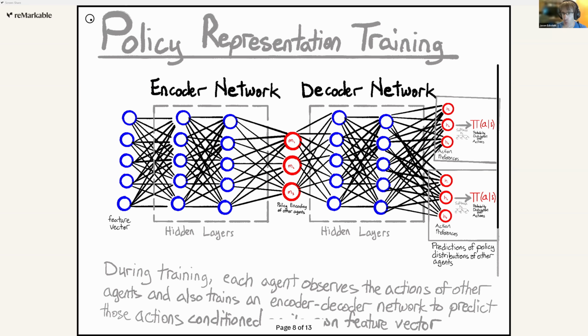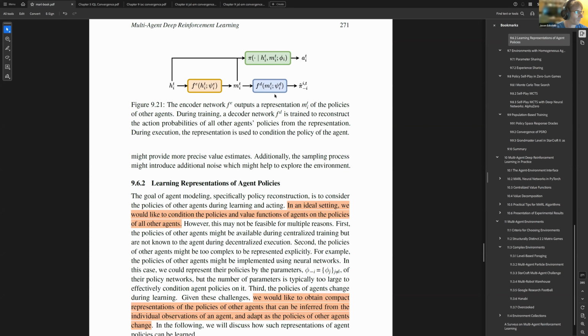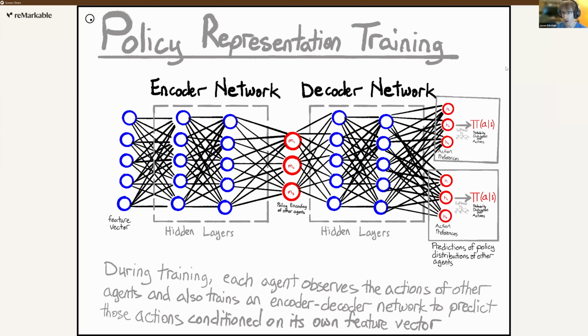Now we're going to talk about one of the ideas in the chapter about how we can share more information between agents, possibly get better coordination between agents. This is something called policy representation training. There is a cartoon of it in the book here. It hides some of the details, but what I'm showing here is a more fleshed out version of that cartoon. And also we can compare it to what I already had for the independent actor-critic algorithm.